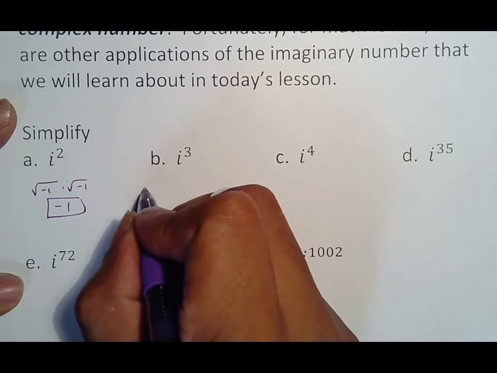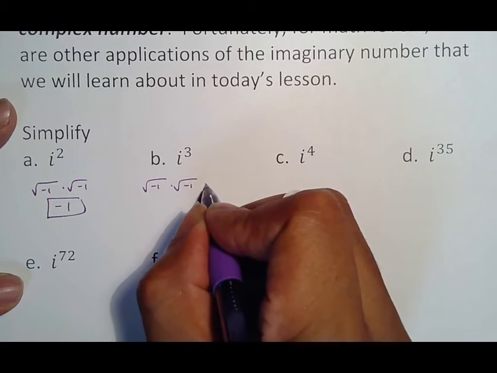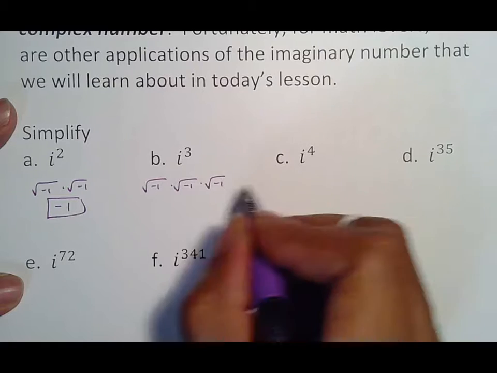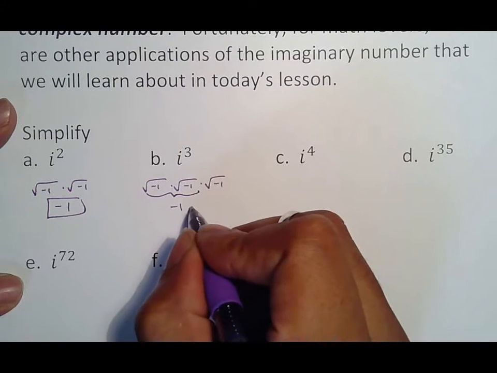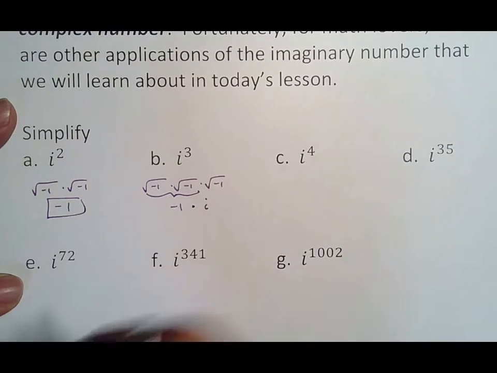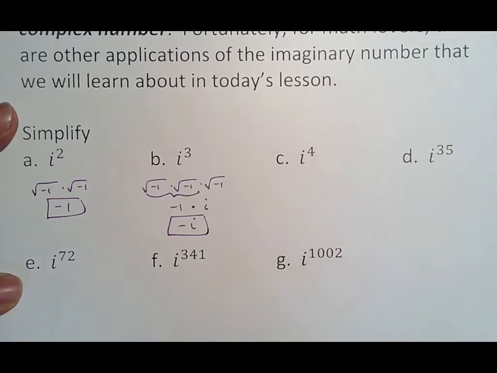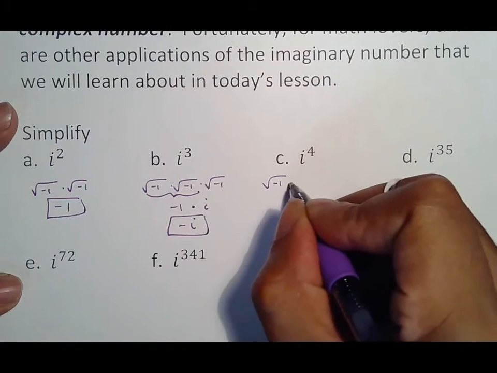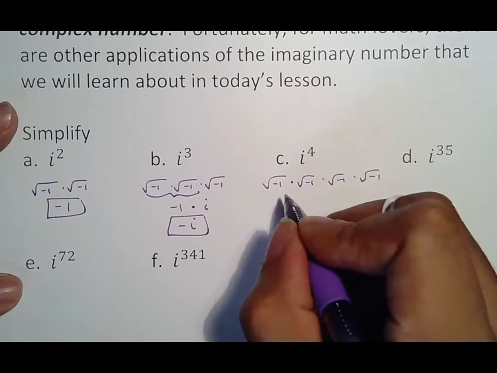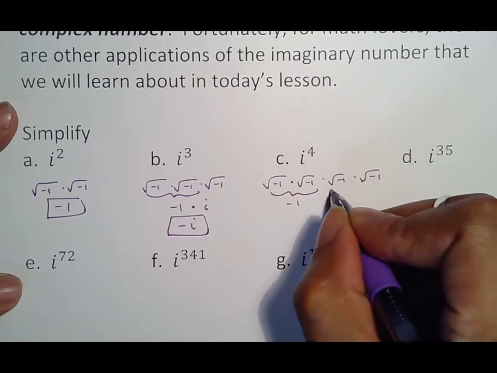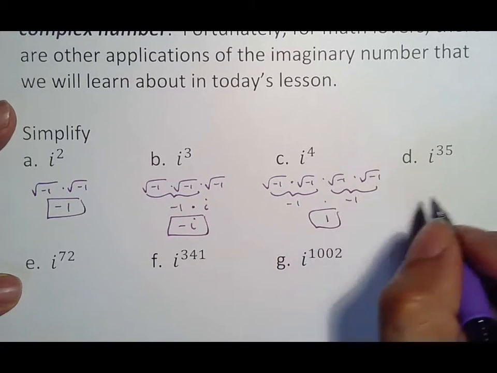i to the third is going to be the square root of negative 1 times the square root of negative 1 times the square root of negative 1. Well, we know that these two make negative 1. We know that this makes i, so i to the third would be negative i. i to the fourth is the square root of negative 1 four times. We know these two make negative 1. These two also make negative 1, which when you multiply them makes the answer 1.